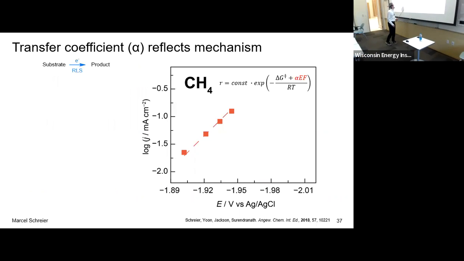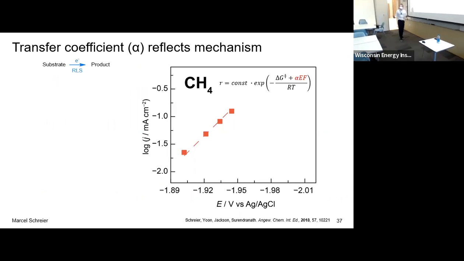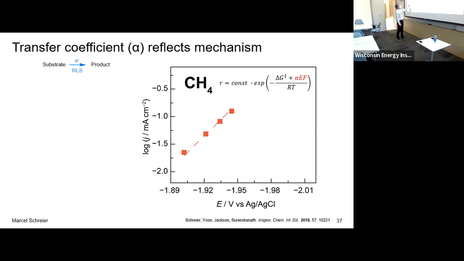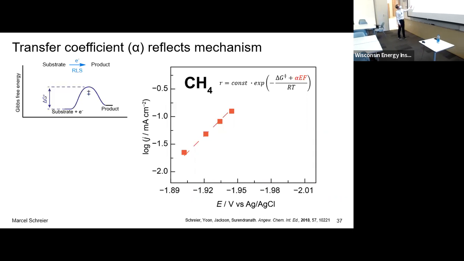Okay. So I'm going to show you two specific cases now of how we can apply our insight into the parameter alpha to understand reaction mechanisms. Let's consider a reaction where we take a substrate to a product. And this reaction involves a rate-limiting electron transfer. In this case, the reaction follows this free energy diagram. We have a substrate and an electron going through a transition state to a product.